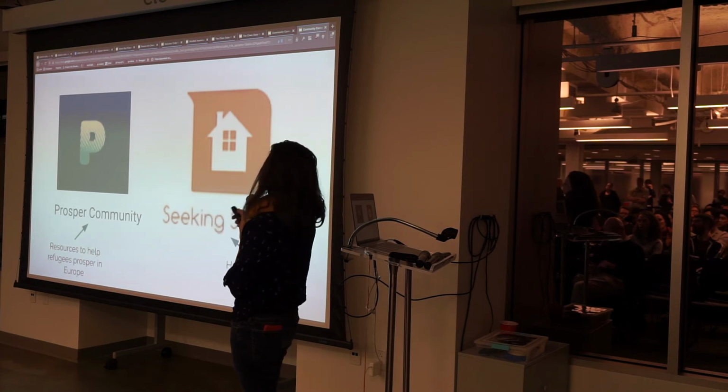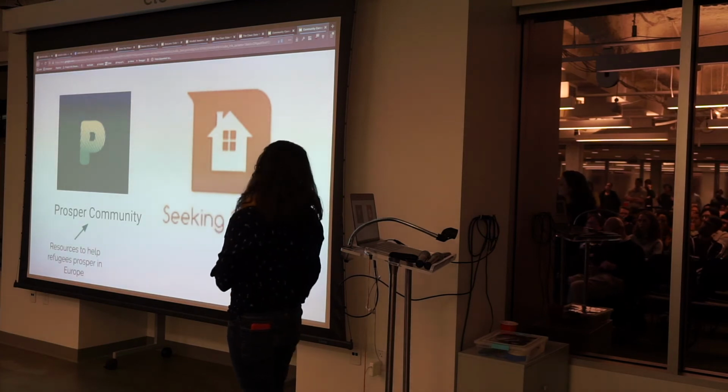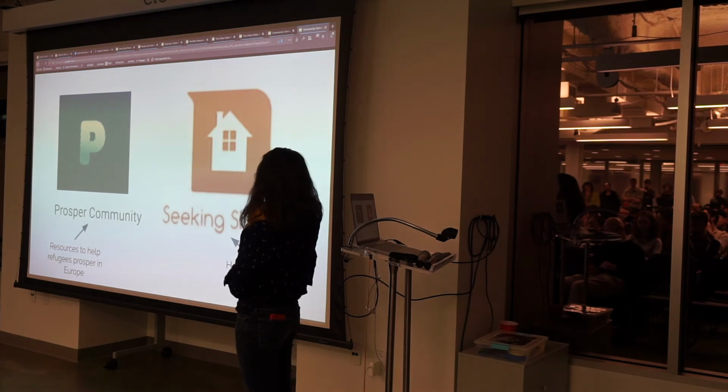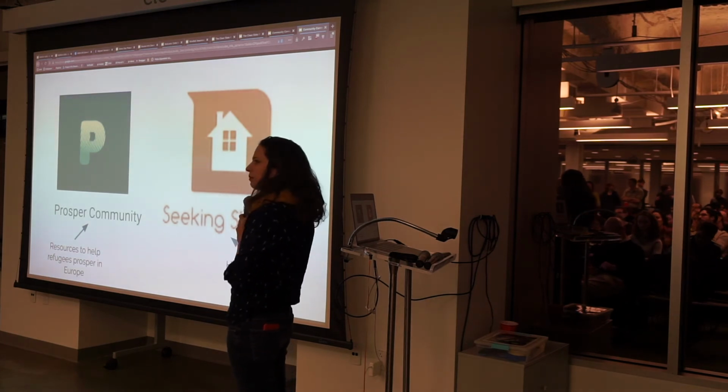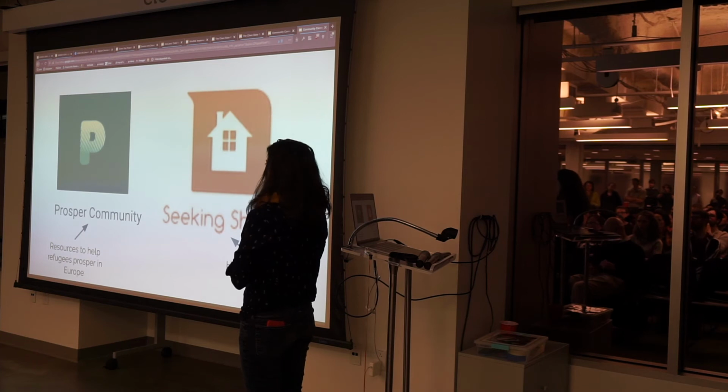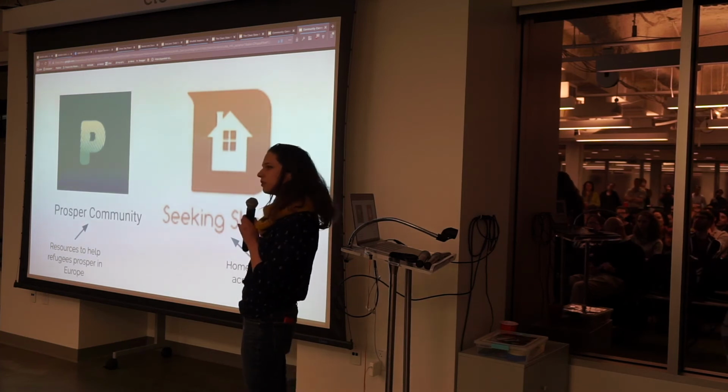Prosper Community was a resource to help refugees prosper in Europe, and Seeking Shelter is scattered across 17 US cities, helping people find homeless shelters. And they use the same concept. In fact, Seeking Shelter was the original code base for this project.